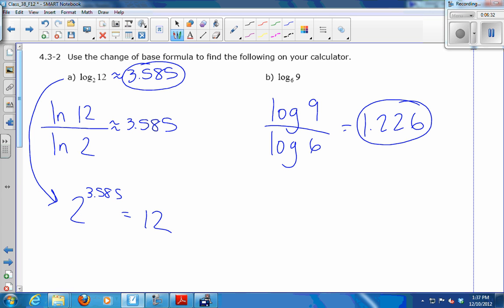This is really helpful. We can find any log we want without having to solve graphically all the time, which is what we were doing before, right? If I had asked you to find log base 6 of 9 two classes ago, you would have said, well, that means it's got to equal x. I would have said 6 to the x equals 9, solve graphically, right? Now I can do it without solving graphically.